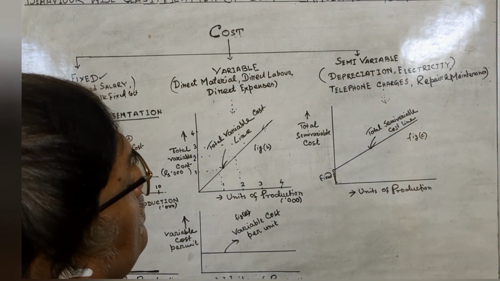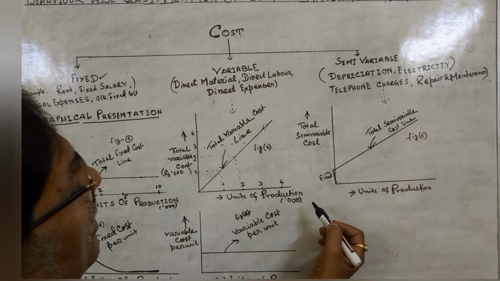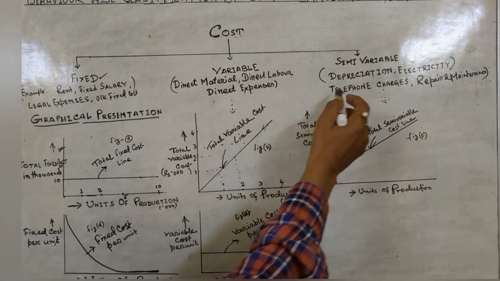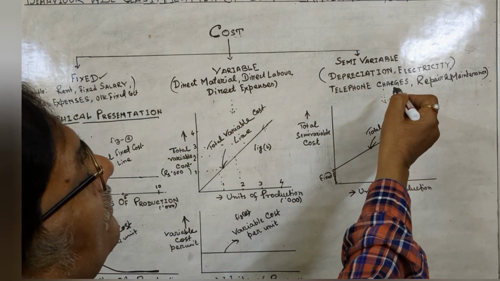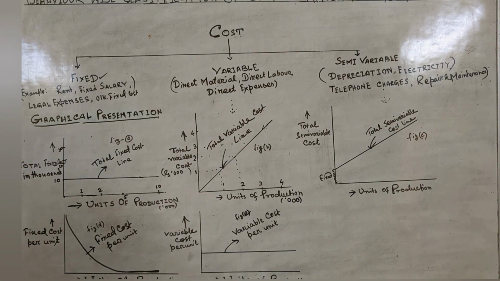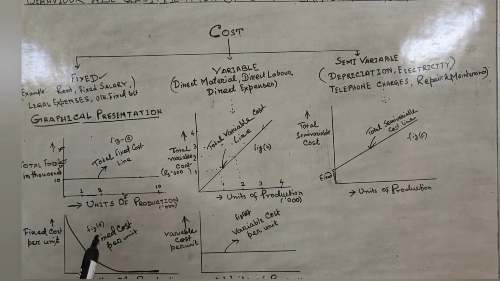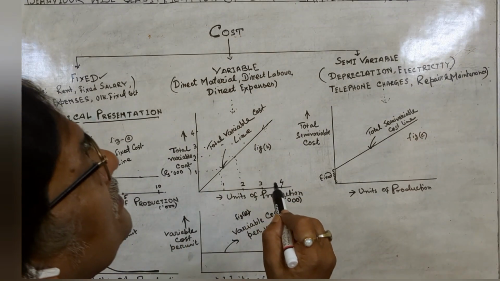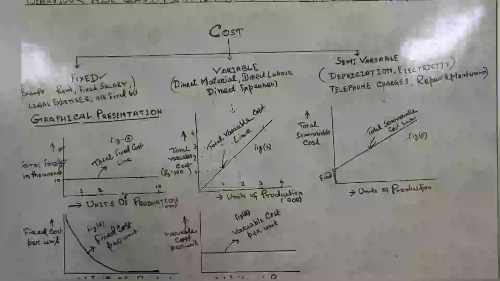Now semi-variable cost. The name itself is clear. Semi-variable means partly fixed and partly variable. I have already mentioned earlier the examples of semi-variable costs. Say depreciation. Why is depreciation a semi-variable cost? Because if you purchase and install any machine for production, whether we use it or not, with the passage of time some cost will be incurred or the value of the machine will decrease. That is the fixed component of depreciation. Uniformly, it will be decreased.